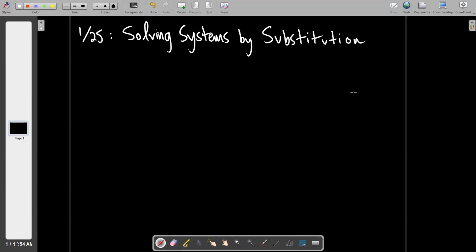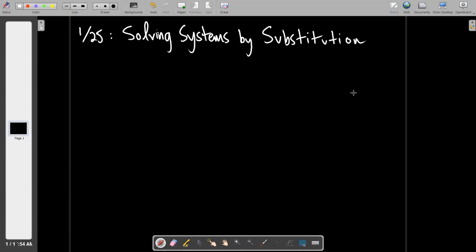Assuming you're done with assignment 36, I assume you're all great people and followed directions and got that done. So that method is called graphing, and it is what it is. You graph two lines and see where they cross, right?